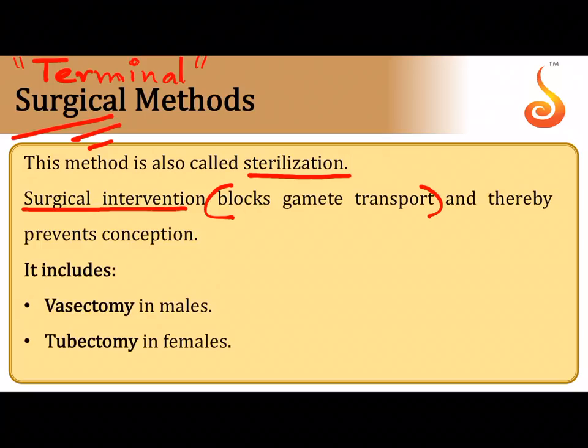It blocks gamete transport. The gametes are not allowed to move. They block the transport of the gamete, and therefore they prevent conception or fertilization. Now when I show you the picture or the diagram and explain, you will understand how it works. There are two procedures, separately in male and female. In male the procedure is called vasectomy. In female the procedure is called tubectomy.